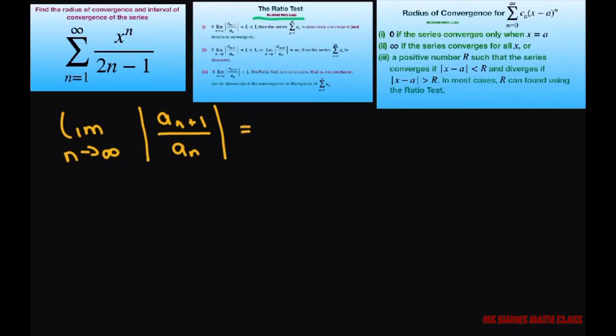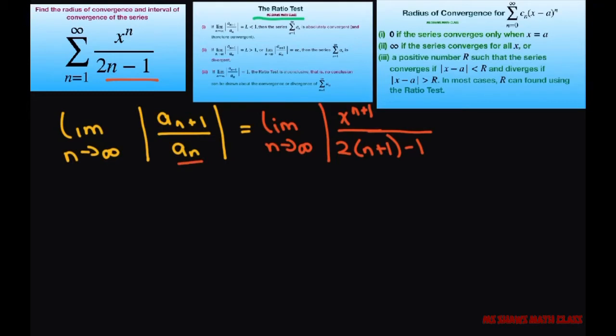Alright, this is going to equal the limit as n approaches infinity. We take our series and add n plus 1. Alright, and then divide by a sub n, and that's like multiplying by the reciprocal. So this is going to be times 2n minus 1 divided by a sub n. Alright, now this equals 2n plus 1.